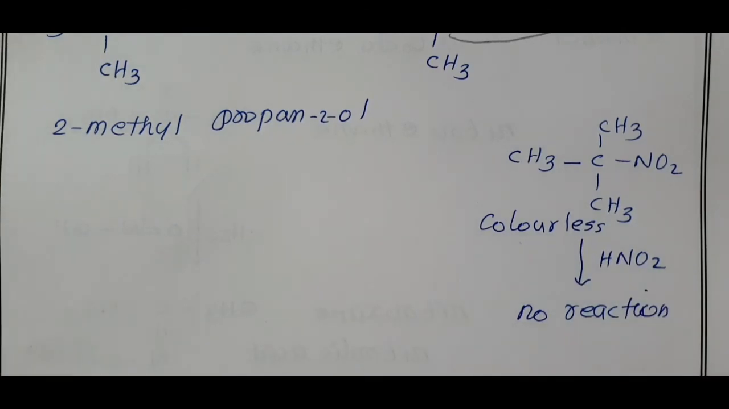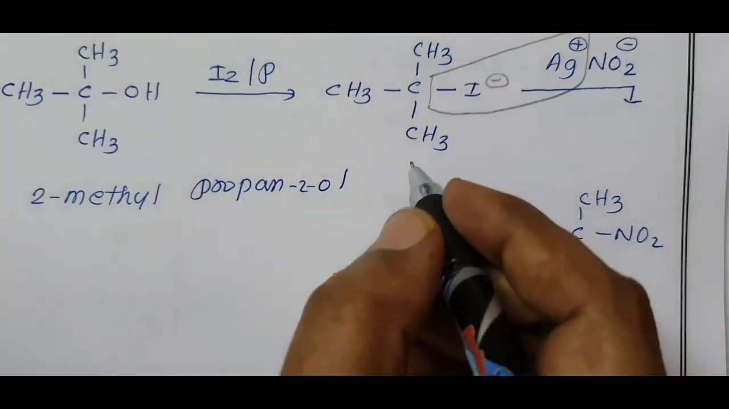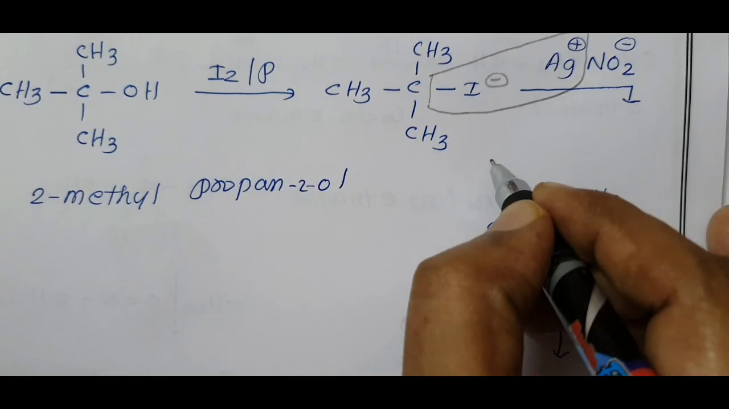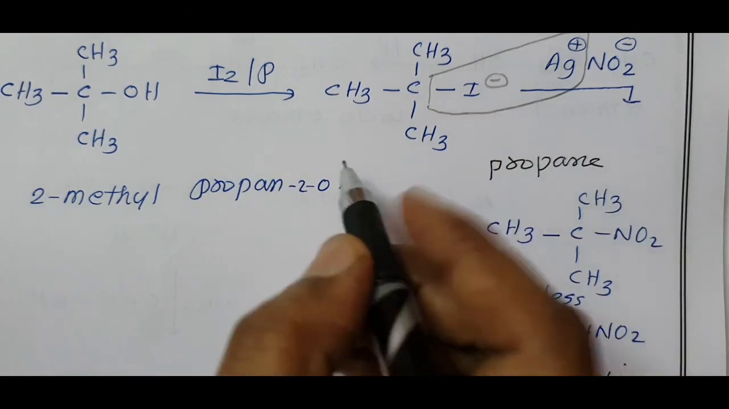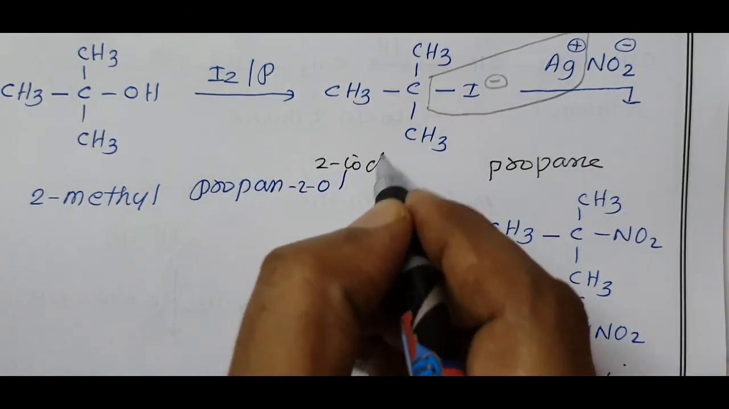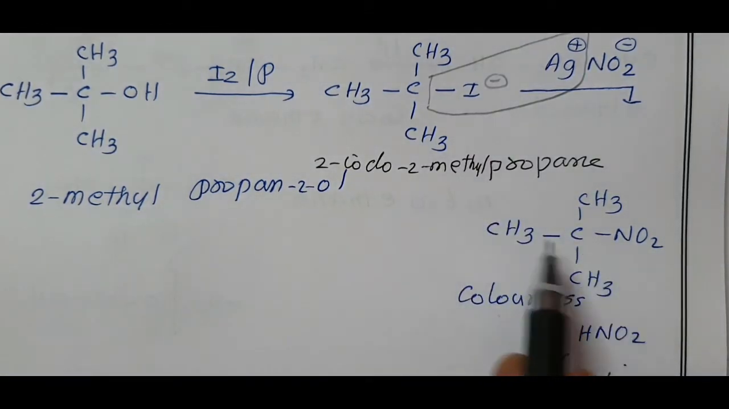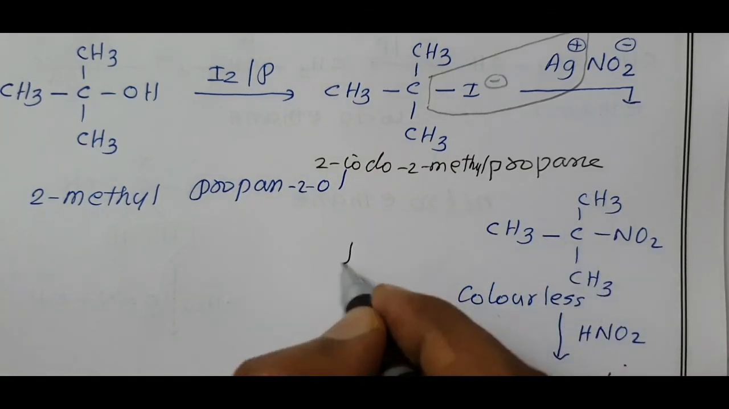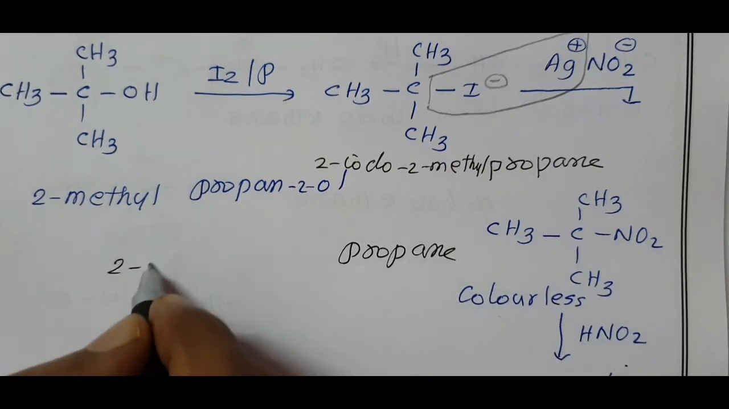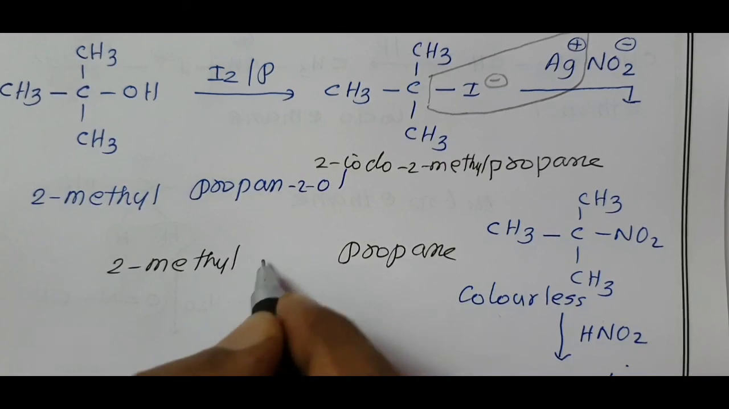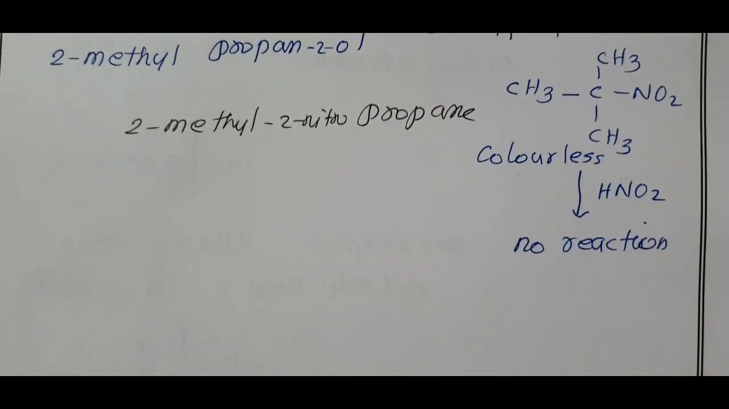What is the name of these two compounds? IUPAC name, numbering 1, 2, 3. Three carbons, propane. In the second carbon we have 1 iodo: 2-iodo-2-methylpropane. Here also three carbons, propane. Second carbon 1 methyl and second carbon 1 nitro: 2-methyl-2-nitropropane.